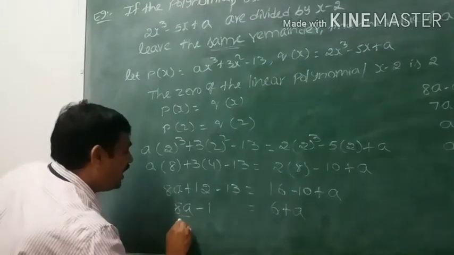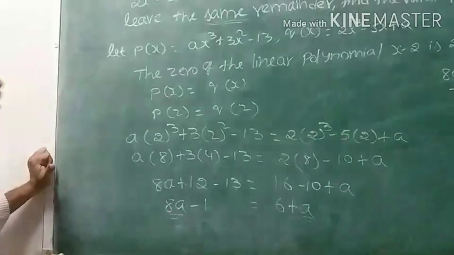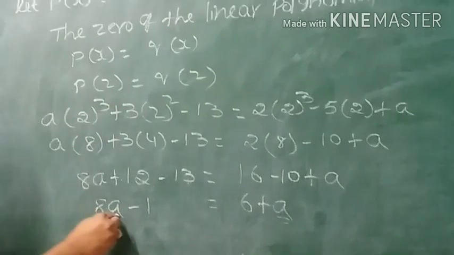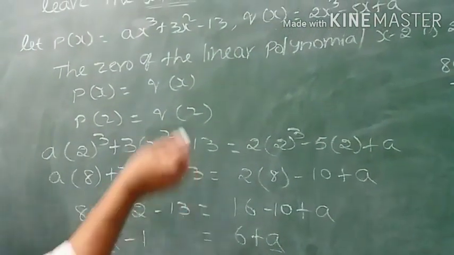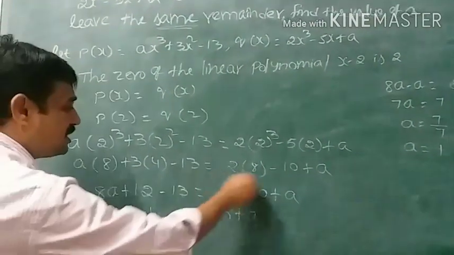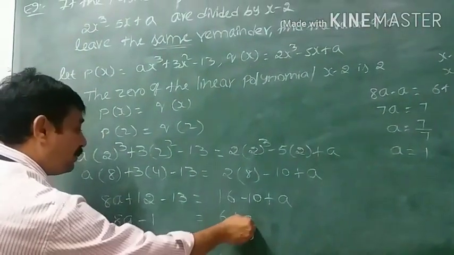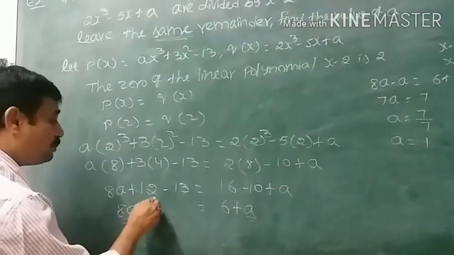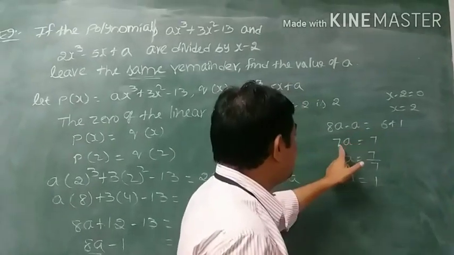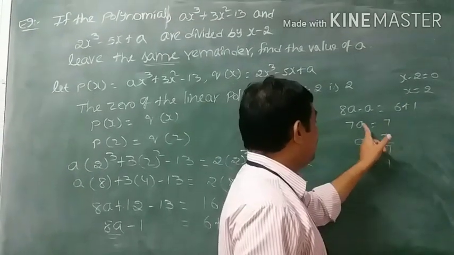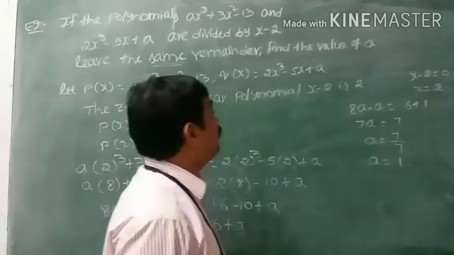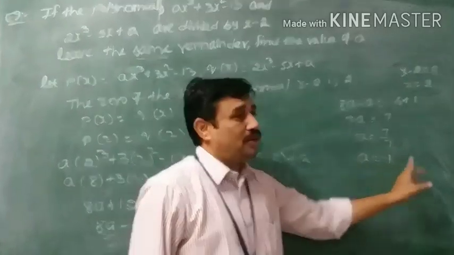Now see this one, 8a and a: these two are like terms. How can you say they are like terms? Both variables are the same, a and a. So the plus a on that side becomes minus a, and the minus 1 becomes plus 1. So 8a minus a is equal to 7a, and 6 plus 1 is 7. So a is equal to 7 by 7, then a is equal to 1. Therefore the value of a is 1.